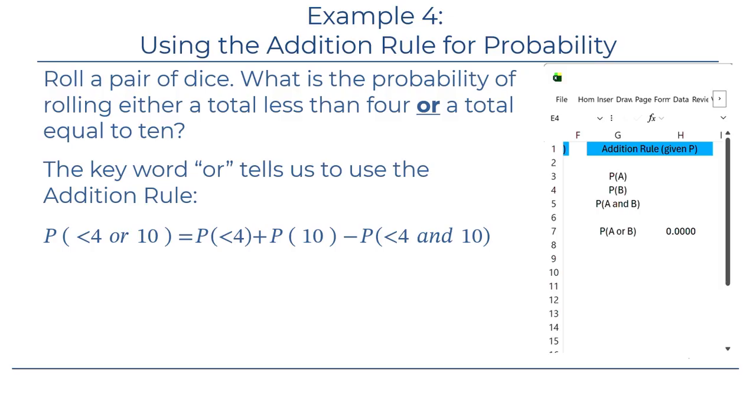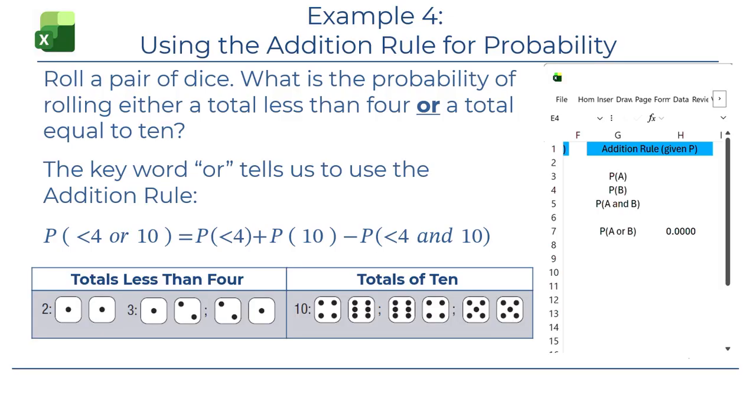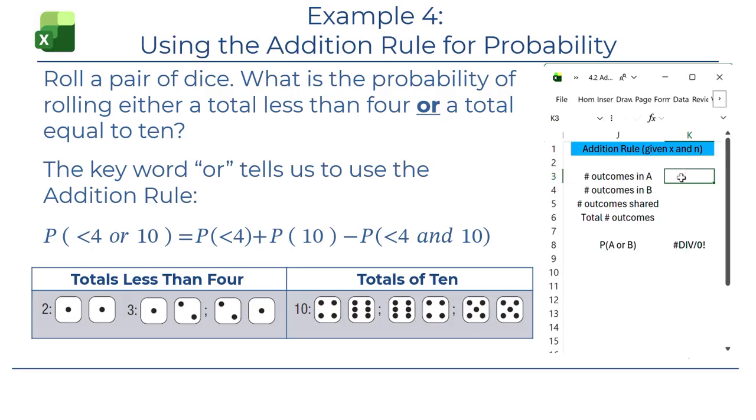Now we can see by listing our outcomes that there is one outcome that is 2, two outcomes for a sum of 3, and there are 3 outcomes for a total of 10, and there are no outcomes in common. So I'm going to use the addition rule given x and n, and we can see that there are 3 outcomes for A, 3 outcomes for B, and 0 outcomes shared. The total outcomes is 36, and so our result is 0.1667.